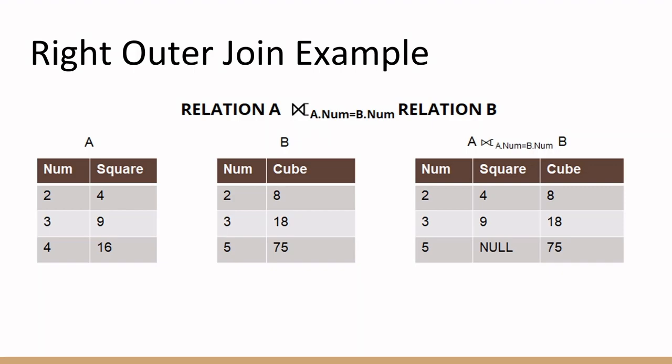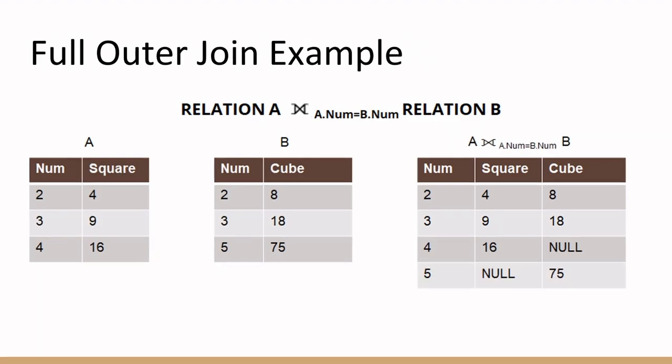The next variation I will discuss is right outer join. I will be using the same two relations as our example. When we apply relation A with relation B using right outer join, we can see in the resulting table that the tuples of relation B are complete. Since number 5 does not exist in relation A, the square value through the right outer join will be empty or have a null value.